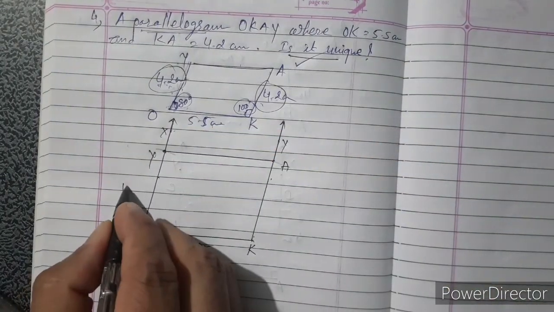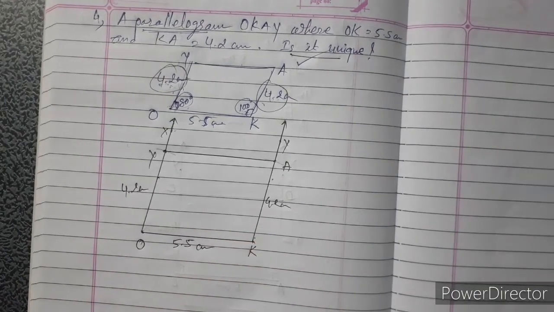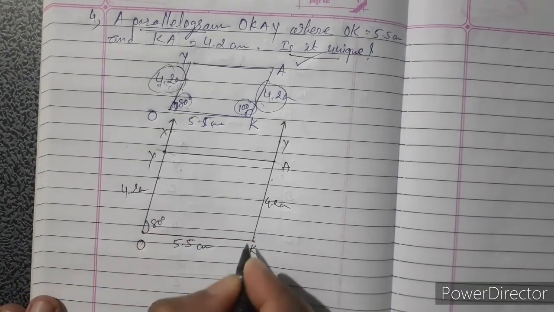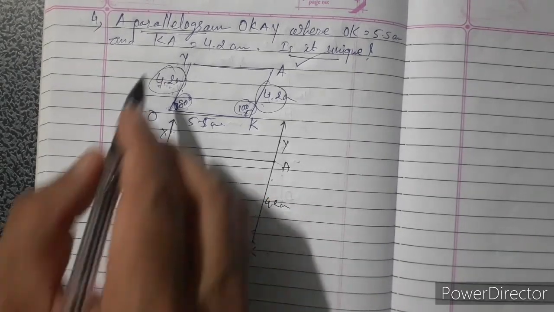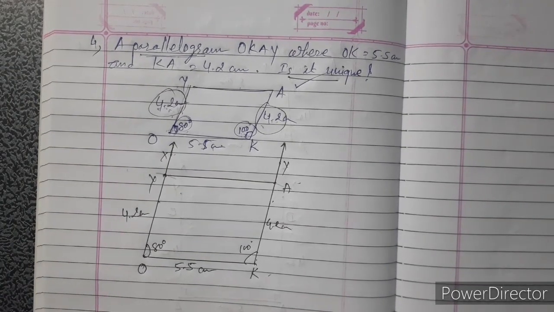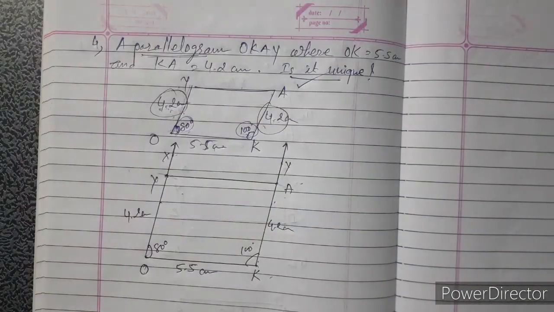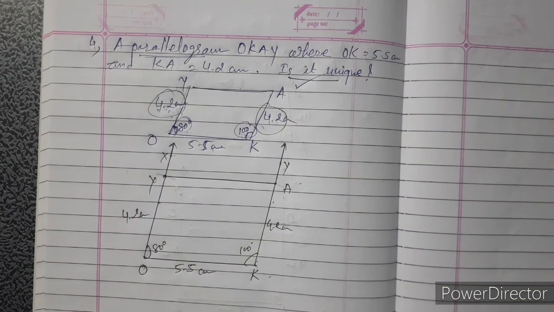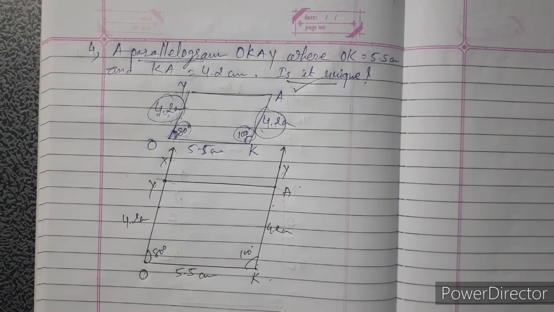Okay, the measurement is 4.2 centimeters, here 4.2 centimeters, and the angles are 80 degrees, here 100 degrees. So OKAY is a parallelogram. Here our exercise is completed. Same here, our chapter 4 is also completed. You just complete this exercise in your notebook. From the next period we start our next lesson, next chapter. Okay, thank you.